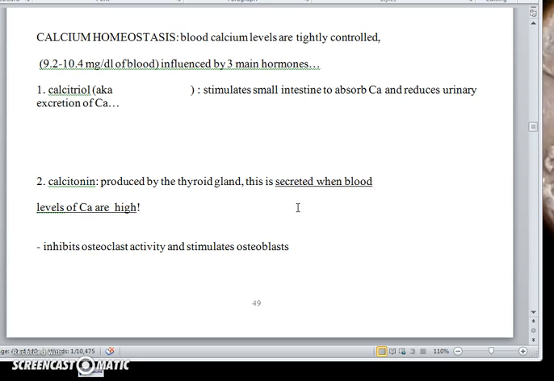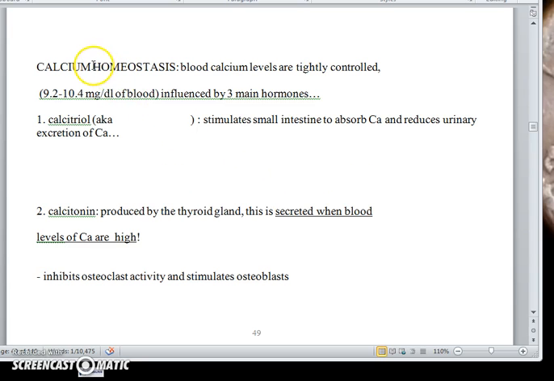All right, calcium homeostasis. Remember what that means? You guys had to define it on the first test, and almost everyone got it right. Remember, to do it in one word, it means balance. Remember, keeping things kind of equal inside the body. So we're going to balance our blood calcium levels here.